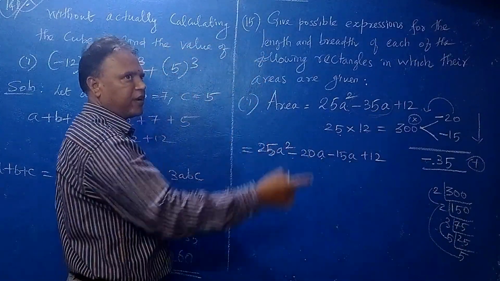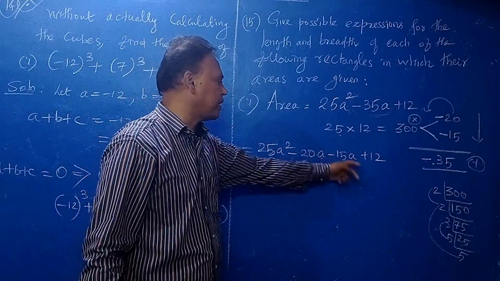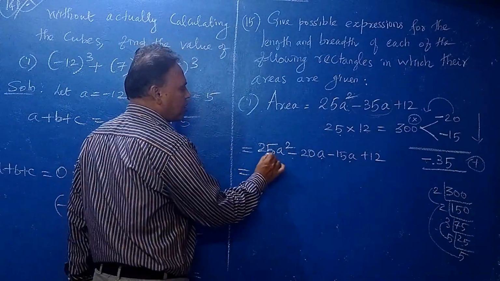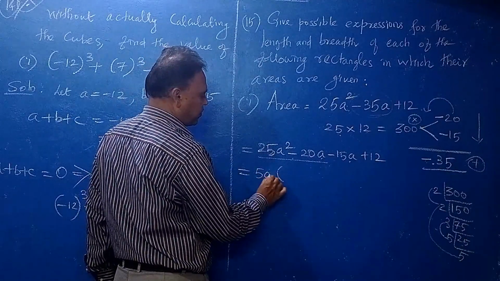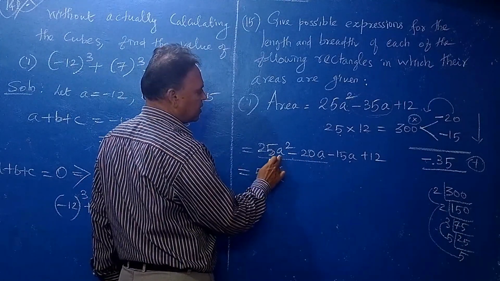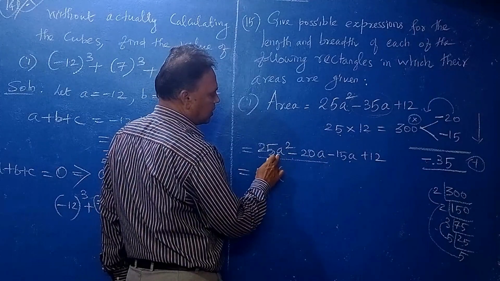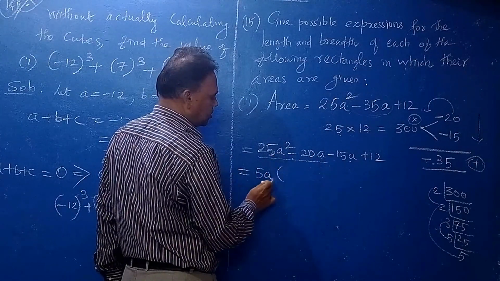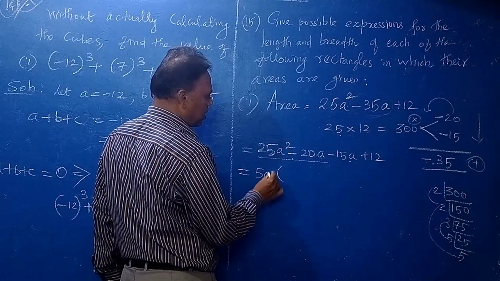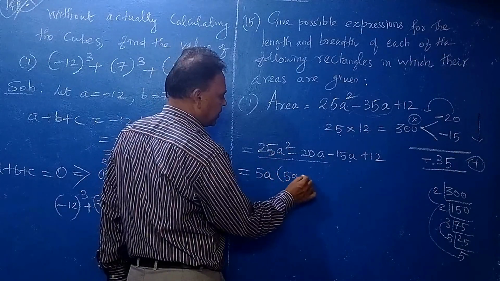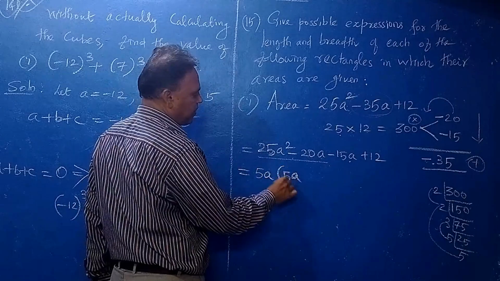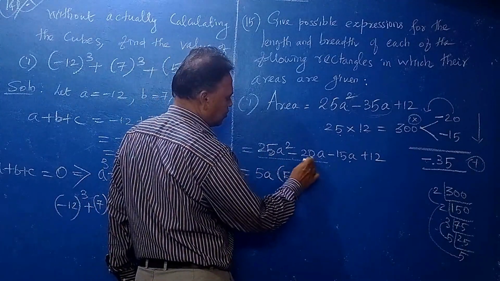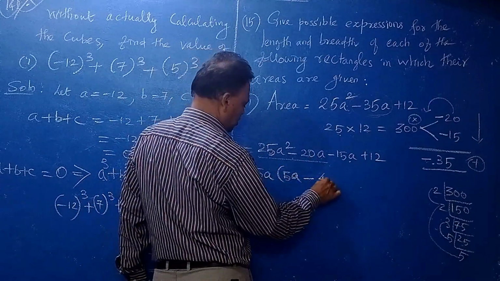So minus 35a can be written as minus 20a minus 15a. Now you take common. First two terms, you take 5a as common, right? In numbers, 5 is common; in the variable, a is common. Clear? Now take 5a common. Here, 5a means the remaining is 5a. Minus here, how much? 5a taken common means 4.